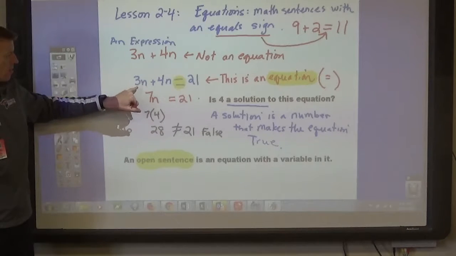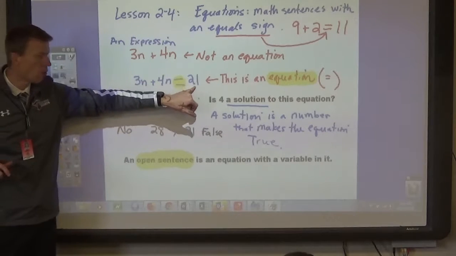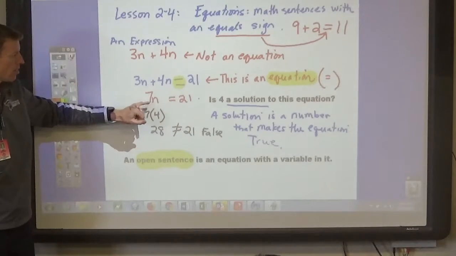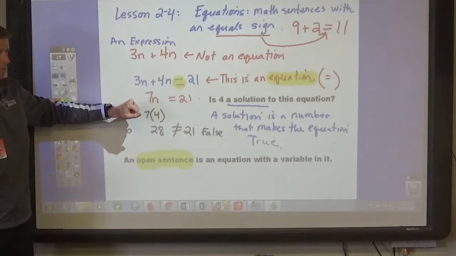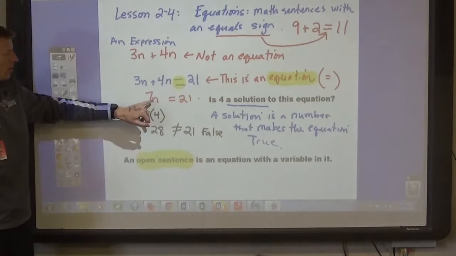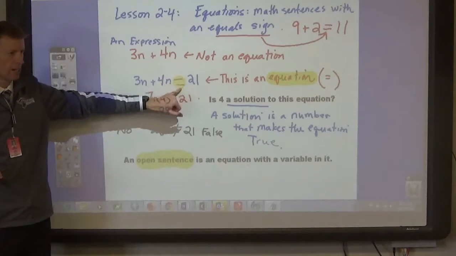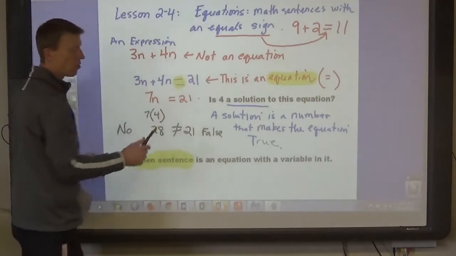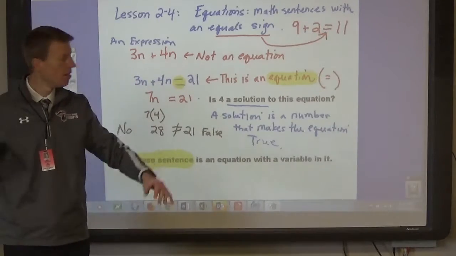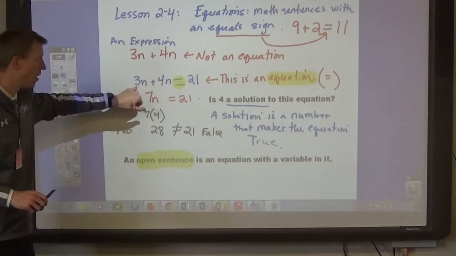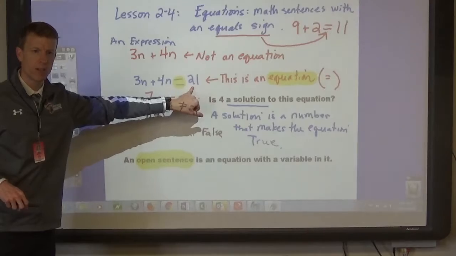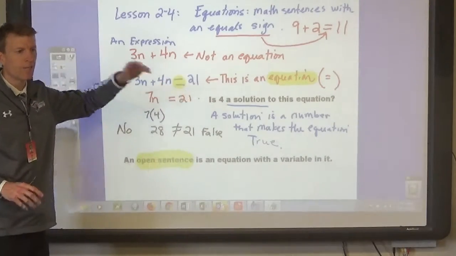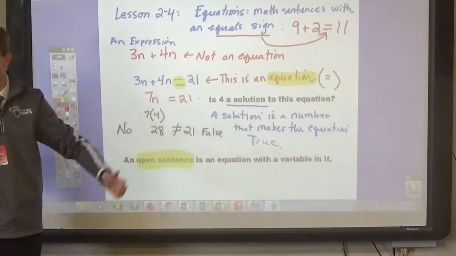If it says 3n plus 4n equals 21, then that's an equation. Okay? Because it has an equal sign. And what it does is it divides this sentence into two sides. The left side, 3n plus 4n, and the right side, 21. Okay? The equal sign divides it into two separate sides.